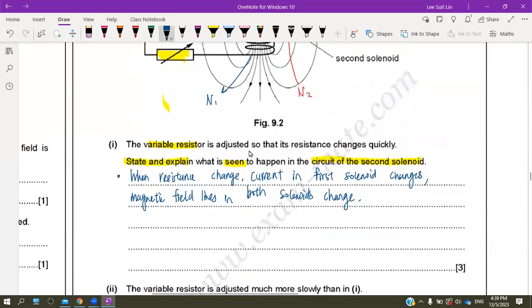So because the magnetic field lines change, we can say hence there is induced EMF in the second solenoid. I care about the second one because the ammeter is connected to the second solenoid, and they're asking me what happens to the second solenoid. So then current flows and the ammeter needle deflects.